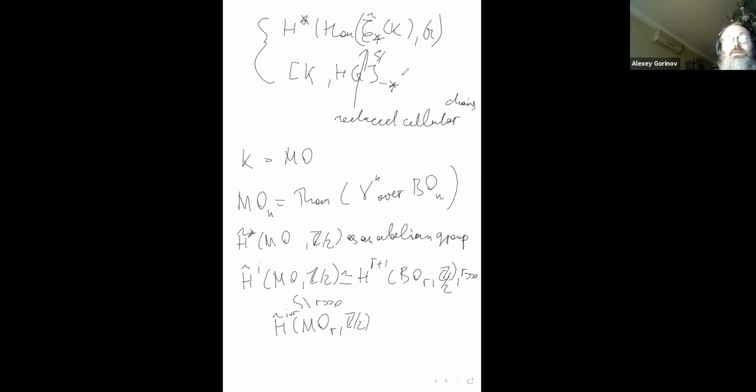This identity follows from, I think the most direct way to prove it would be to use some version of soluble chains. And then basically, as we increase in each degree, the chains stabilize and we have this formula.